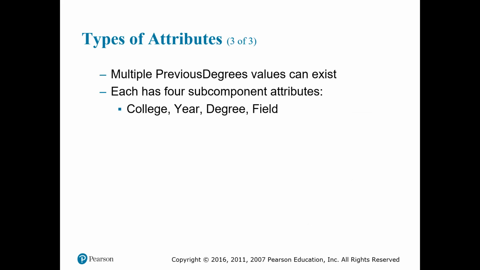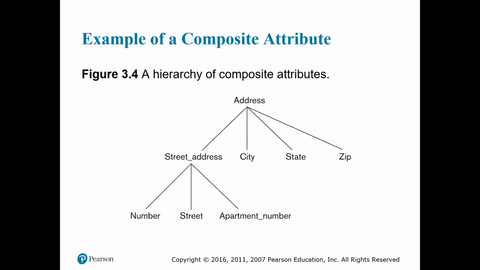Yeah, multiple previous degrees, and they have 4 subcomponents. And address is another one. Generally speaking, conceptually, you model this composite attribute address, and you can kind of move on. But there's a standard format for addresses, and it gets to where geographic information systems have that broken out into very specific sub attributes.